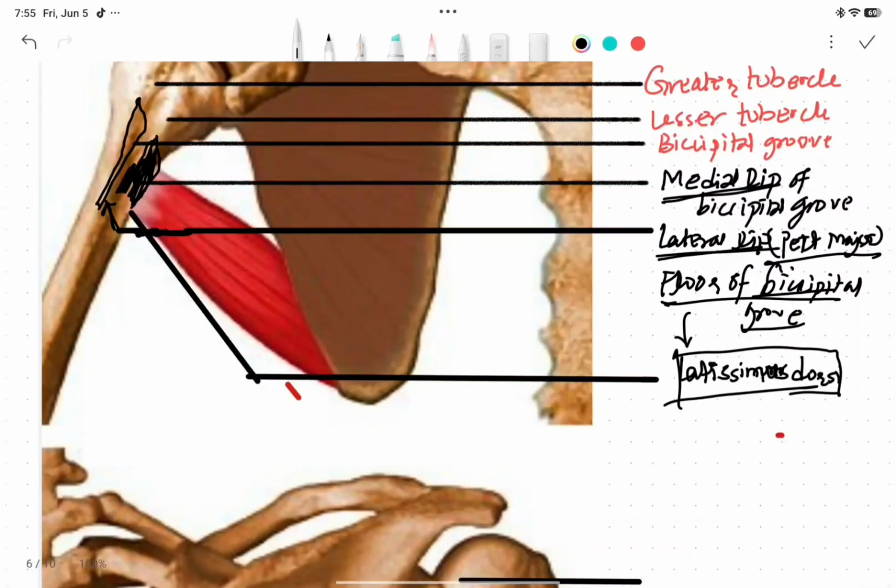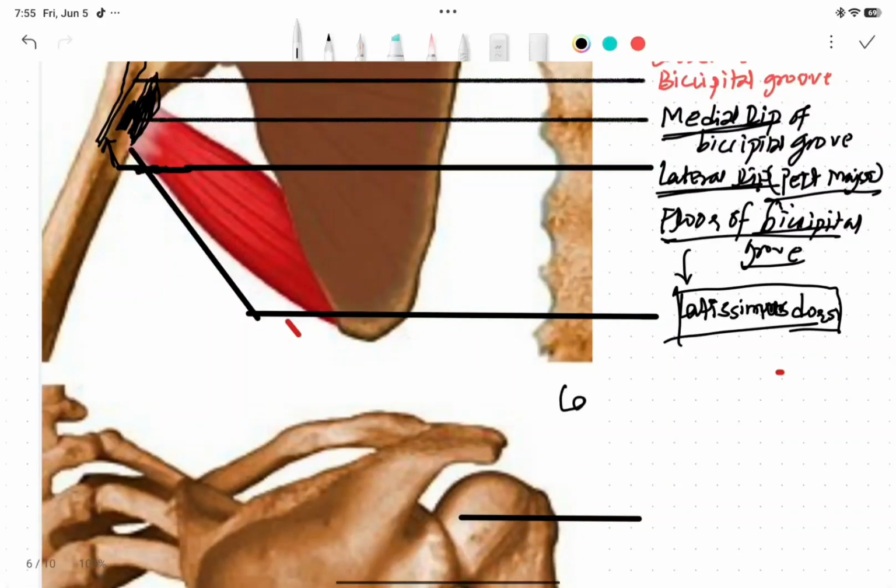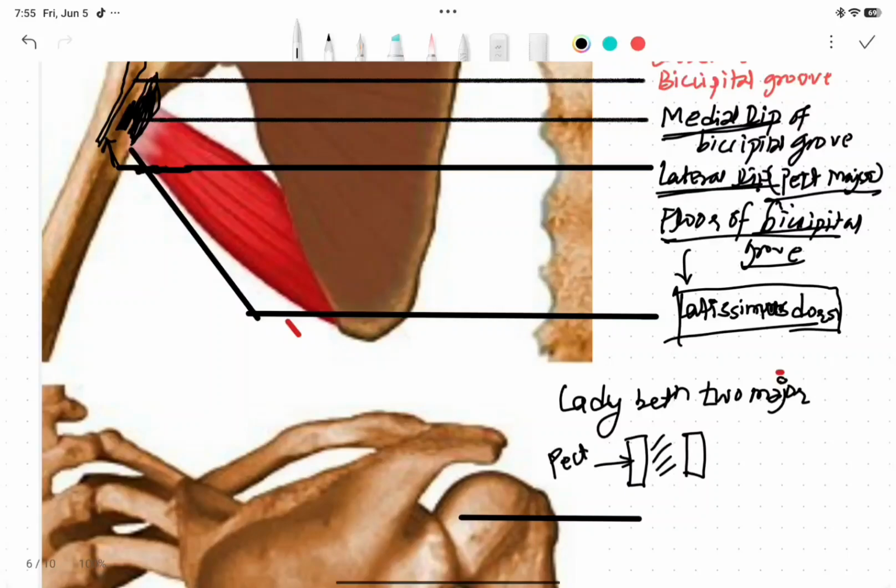So this can be remembered as the lady between two majors. Okay. This is the lateral lip, and this is the medial lip, and this is the floor. This is lateral lip. This is pect major, and in the medial lip there is teres major, and on the bicipital groove or on the floor there is latissimus dorsi. So this can be remembered as Lady between two majors. Laterally there is pectoralis major, medially there is teres major.